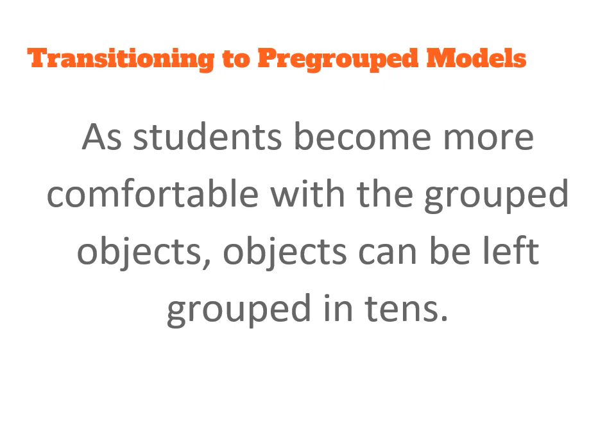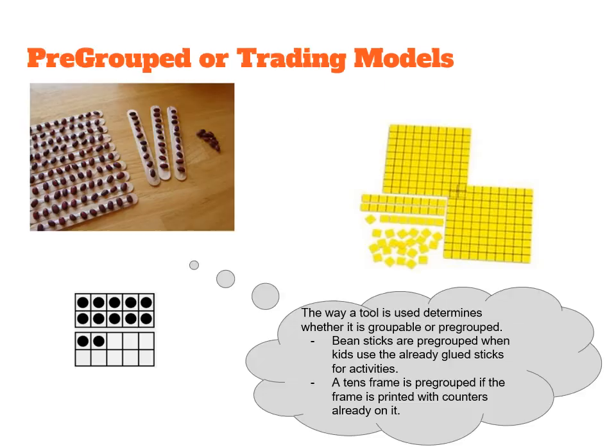So when do you transition to pre-grouped models? As kids become more comfortable with the pre-grouped objects, they actually start to leave them in groups of 10. So if you're saying, build the number 23 for me, eventually they're going to stop going 1, 2, 3, 4, 5, 6, 7, 8, 9, 10 and making that group of 10. They're going to just say, can I just use this tower that's already 10? I know it's 10. So once they say, I know this is 10, let me just use 2 of these, that tells you they're ready to use pre-grouped models.